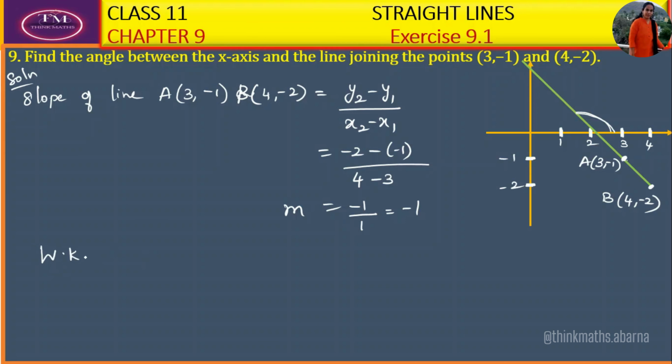What we know? We know that slope m is equal to tan theta. Okay. So here m is equal to minus 1. Therefore, we will get tan theta is equal to minus 1. So, who gets 1? Tan 45 is 1. We know tan 45 is 1. Okay. So, with 45, we should add something so that we will get negative 1.